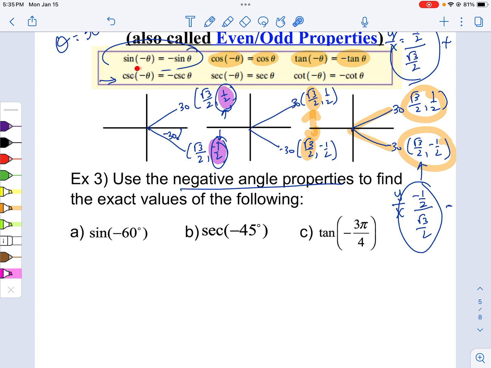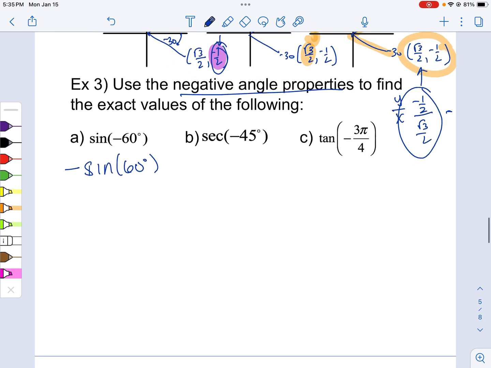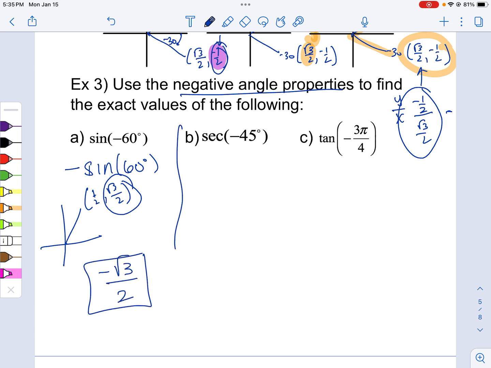So sine of negative 60 is going to be equal to the sine of 60 times that negative 1 in front. So I know this is equal to negative sine of 60 degrees. If we go to our unit circle, 60 degrees is up here. My ordered pair is 1/2 comma root 3 over 2. We know that sine is my y value. So my solution is just going to be the opposite of that y value of sine of 60. Sine of 60 is root 3 over 2, but then we've got to throw that negative sign in front.